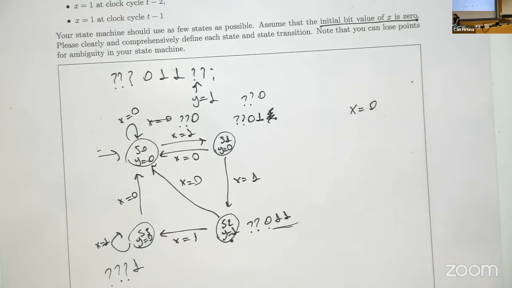And what I would do if I were you, if nothing is specified, you can just say, I assume this. If it's not clearly stated in the question, you can just say, I assume this, and I draw the state machine according to that. Any other question? Okay.